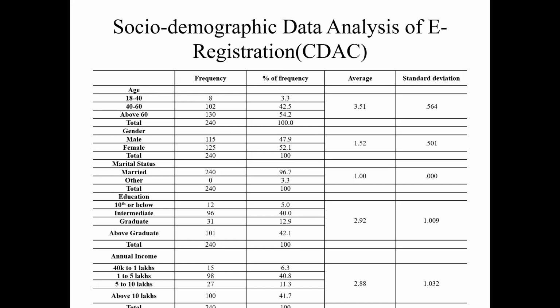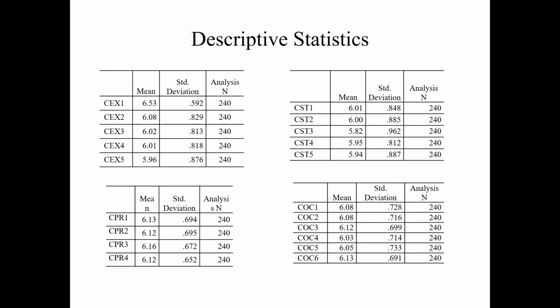The average is 3.51 for age. Standard deviation is 0.564. 1.52 is for gender, and 0.501 is the standard deviation. 1 is for marital status, and 0.000 is the standard deviation. 2.92 is the education level, and 1.009 is the standard deviation. 2.88 is the annual income, and 1.032 is the standard deviation. I'm crossing through the descriptive statistics.